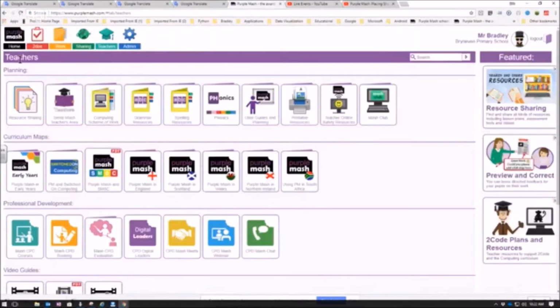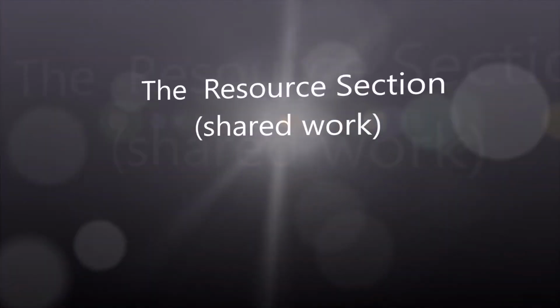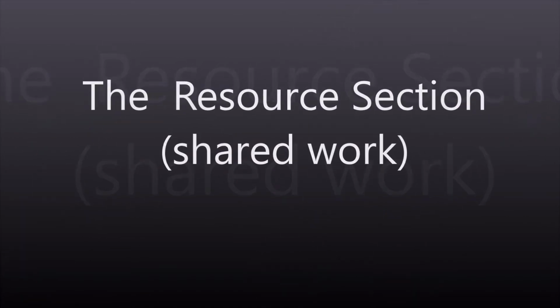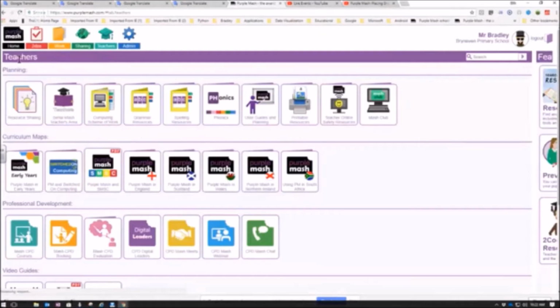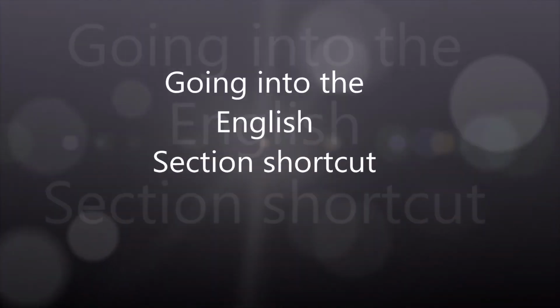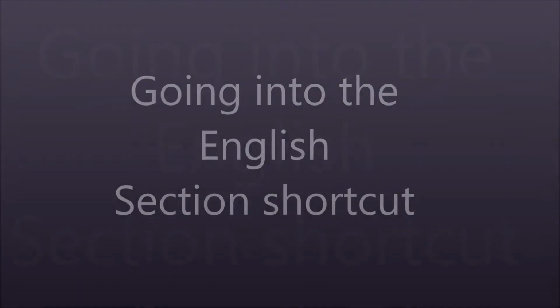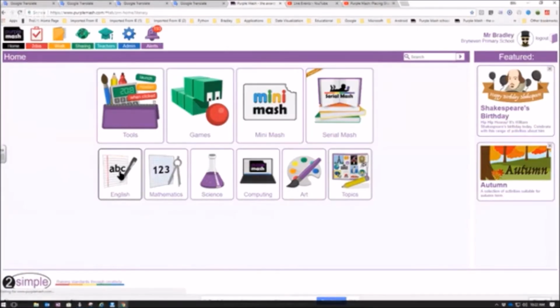Now the resource section. The resource section is a place to download content. Other teachers, you can download content and upload content. The light bulb icon shows the resource section. I'd like to take you to the shortcut that shows the English section, and this will give you your first language activities that could be of great use.